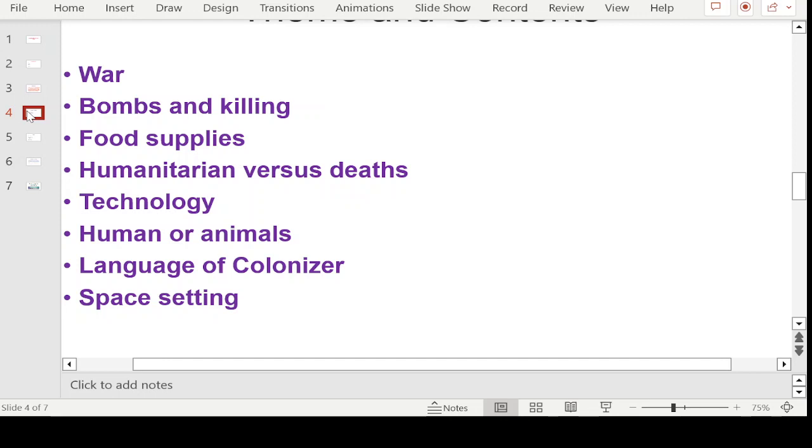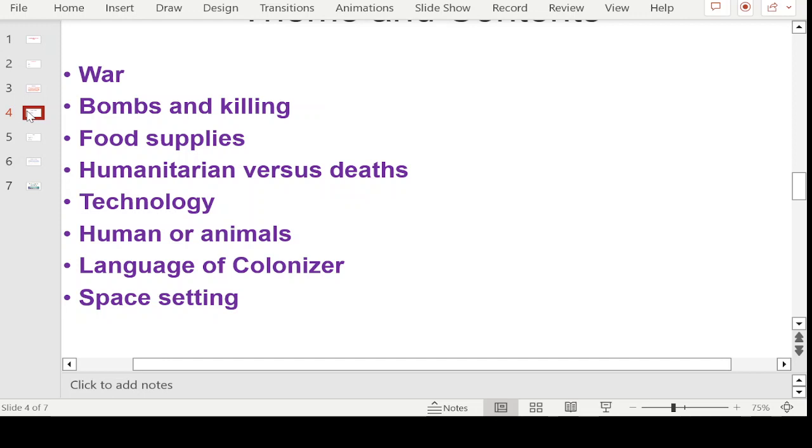In the paragraph, the war has been talked about, bombs are thrown, and that is why killing happens, then food supplies come and later on follow that. And the clear indications that humanitarian versus deaths are there. If the attitude has been humanitarian, why then did the deaths precede all this humanitarian activity? And same is the case with the technology being referred to here, that the West or the European or the master is powerful, technologically advanced, and far superior to the people.